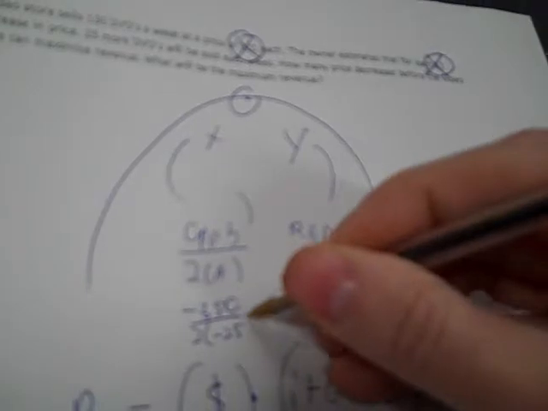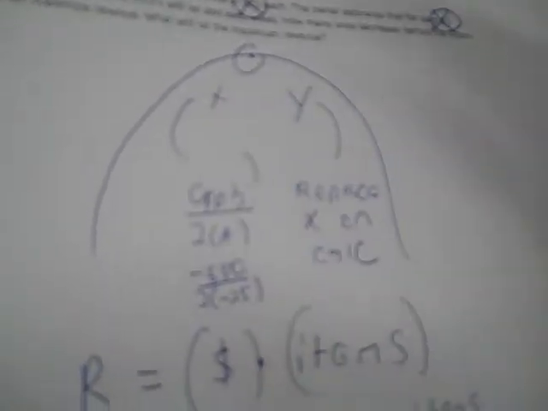Okay, now I come up here because my opposite of 350 is negative 350. And then 2 times negative 25. So I multiply 2 by negative 25, and that's negative 50. I should always have a negative divided by a negative. So I take negative 350 divided by negative 50, and that's 7.